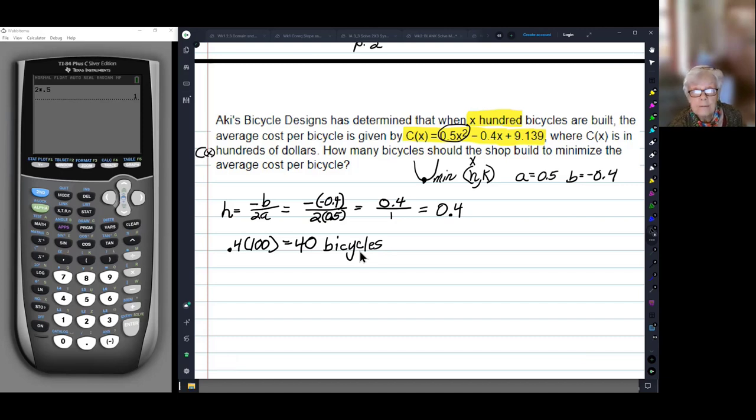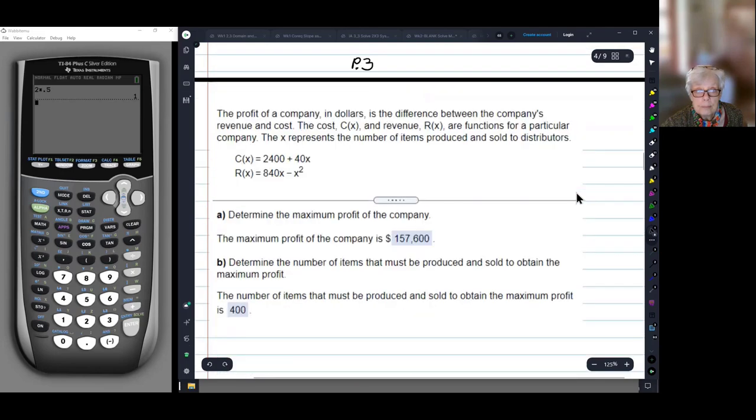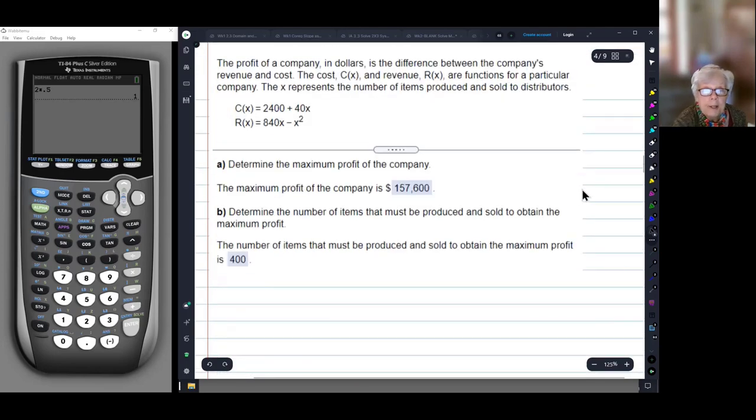Okay, and that's all they're asking for. How many bicycles should the shop build to minimize the average cost per bicycle? Okay, now we move on, and in this question, we're being asked about profit. But we're not told what the profit is. We have to calculate it.